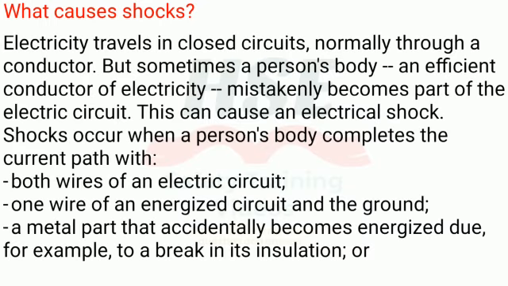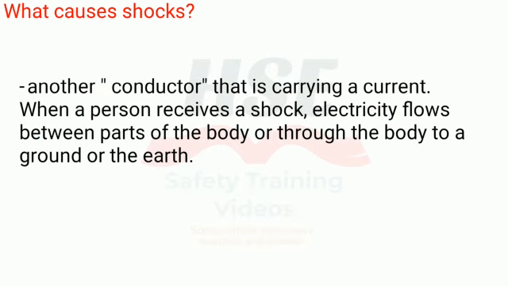What causes shocks? Electricity travels in closed circuits, normally through a conductor. But sometimes a person's body, an efficient conductor of electricity, mistakenly becomes part of the electric circuit. This can cause an electrical shock. Shocks occur when a person's body completes the current path with both wires of an electric circuit, one wire of an energized circuit and the ground, a metal part that accidentally becomes energized due, for example, to a break in its insulation, or another conductor that is carrying a current. When a person receives a shock, electricity flows between parts of the body or through the body to a ground or the earth.